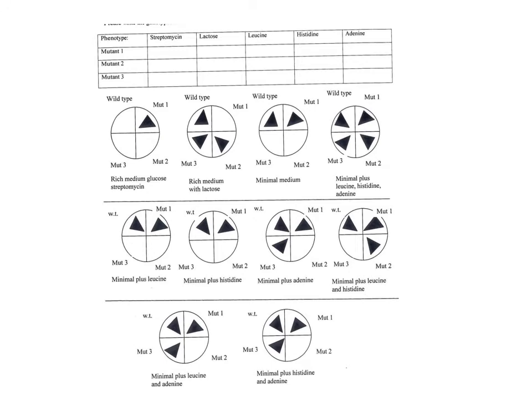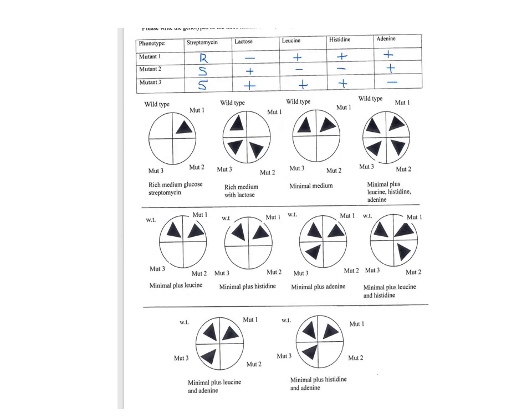And that's consistent with the rest of the plates. On minimal plus leucine and adenine, mutant 3 grows, but mutant 2 doesn't because it doesn't have the histidine. On minimal plus histidine and adenine, mutant 2 still doesn't grow. It's got histidine but no leucine, and the adenine is not going to be sufficient to allow it to grow. It's filled in on this slide, where all the auxotrophies are covered and we have the genotypes of all.